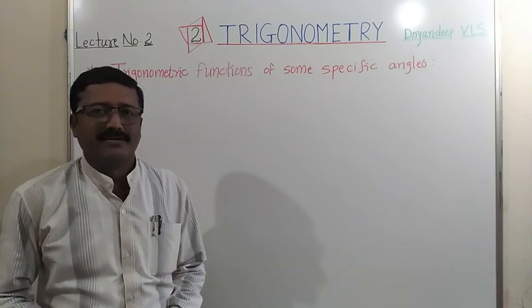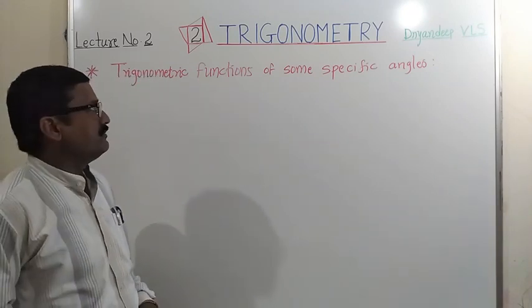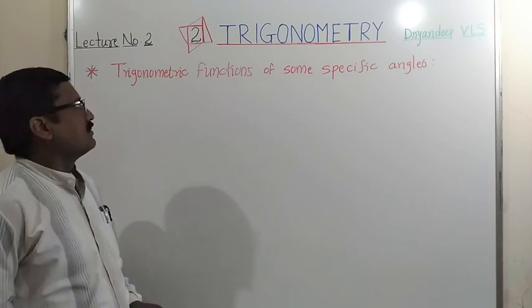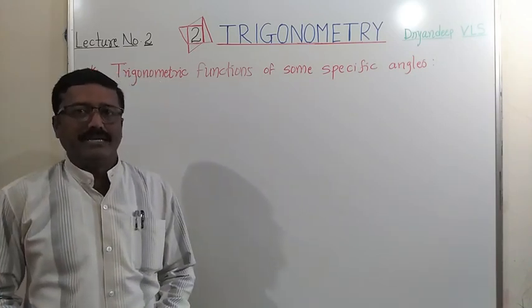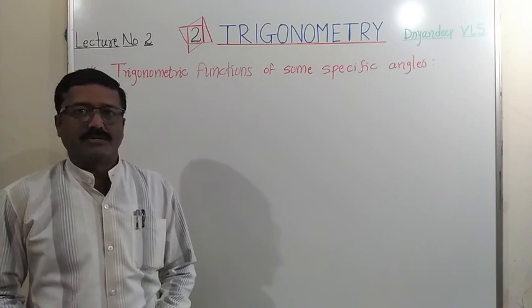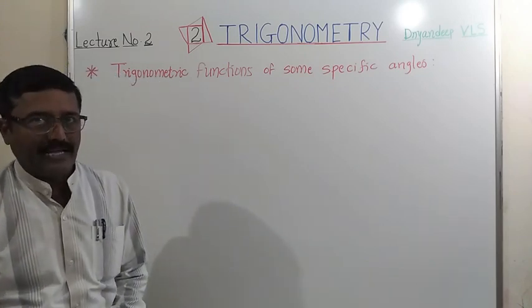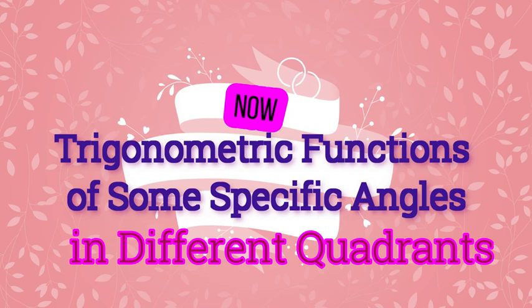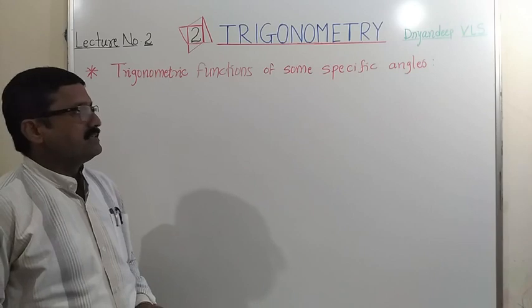Hi students, today we are going to start our second lecture of second topic, trigonometry part 1. In the first lecture of our trigonometry, we have learned the general trigonometric ratios, or the trigonometric ratios of any angle, then the signs of trigonometric functions, then the trigonometric ratios or functions of quadrantal angles. Now we will learn the trigonometric ratios or functions of some specific angles. Actually, those quadrantal angles are also specific, but now we will take the angles in quadrants.